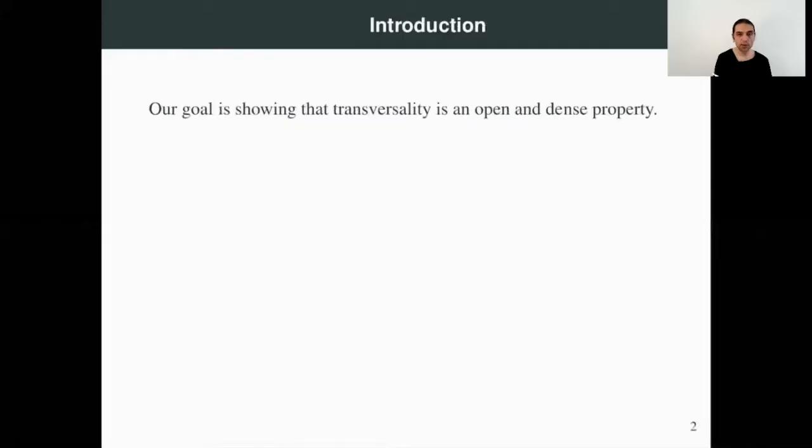We studied the transversality of a differentiable map to a submanifold at the beginning of the course. Indeed, we saw that transversality is an open property within the framework of the Whitney topology, and Sard's theorem gives a hint that transversality should also be dense. Indeed, we will see that under the right hypothesis, transversality is an open and dense property for the strong topology. Our goal is showing that transversality is an open and dense property for the strong topology.